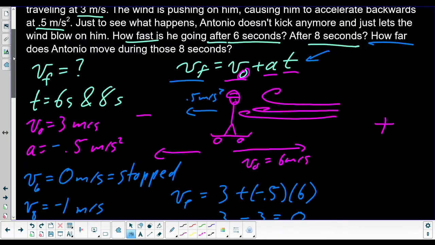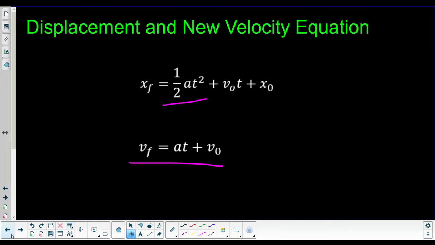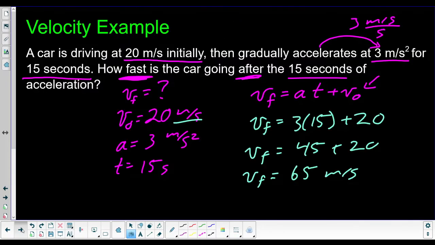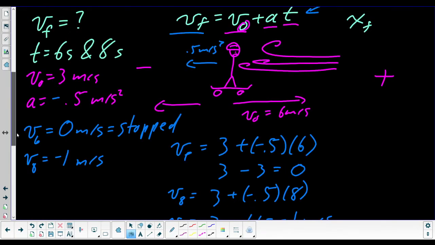All right, now that we've wandered long enough, let's answer this last question. How far did Antonio go? Far is a displacement. So we need a new equation. This equation tells us absolutely nothing about displacement. Luckily, we have a displacement equation. So let's use that thing.